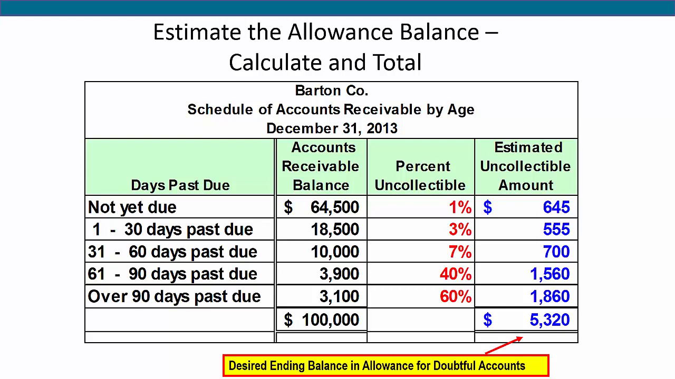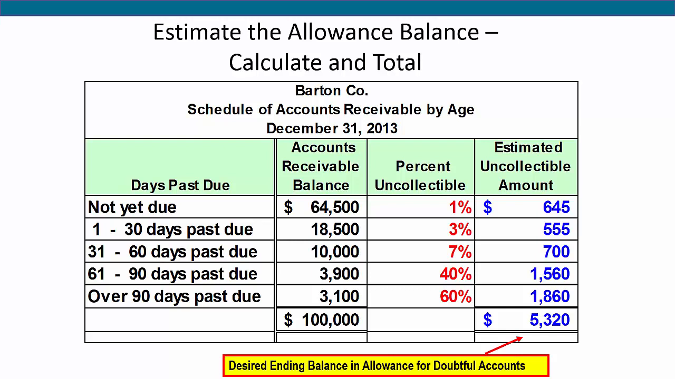Barton has estimated that 60% of the amounts over 90 days past due are uncollectible. Now, I've worked in companies before where we regularly assume that 100% of amounts over 90 days were never going to be received. The point is, these percentages are developed based on what the company has learned about its customers and the economy. So back to our example.